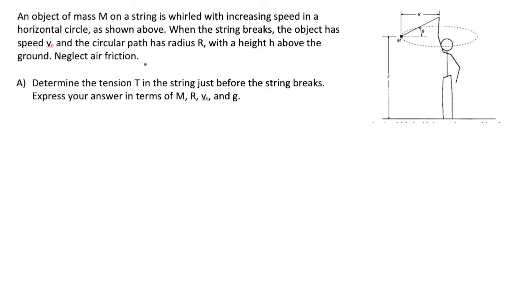Neglect air friction. Determine the tension T, the tension in the string, which is at a slight slant because of the angle they showed us in the diagram, just before the string breaks. In other words, when the velocity was equal to the v0 that they gave. Express your answer in terms of m, r, v0, and g.